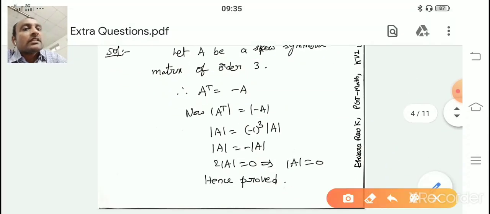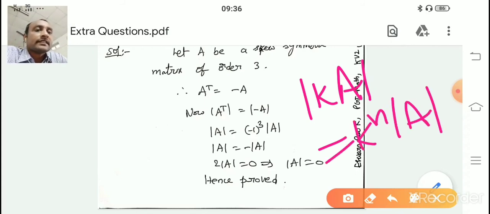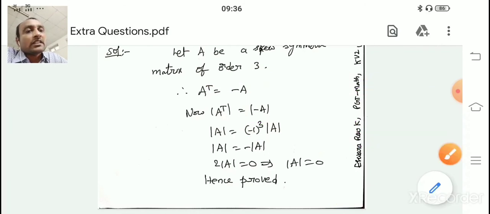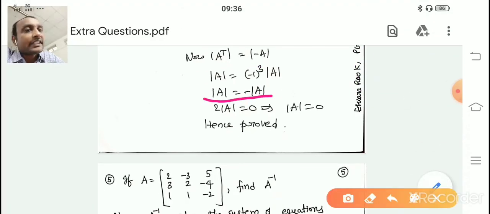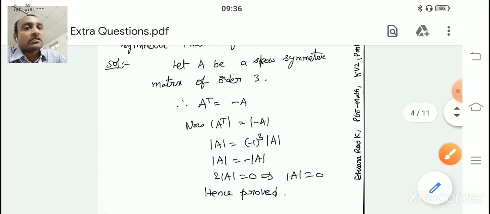Then, since determinant of k into A is equal to k power n into determinant of A, this is a very, very important formula. Since the coefficient is minus 1, it is minus 1 cubed, because the order is 3, into det A. So det A is equal to minus det A, since minus 1 cubed is minus 1. Taking minus det A to the left hand side, 2 det A is equal to 0, so det A is equal to 0, hence proved. Hope you understand how to prove it. So the determinant of a skew symmetric matrix of order 3 is 0. Try to go through it properly. Okay, next.